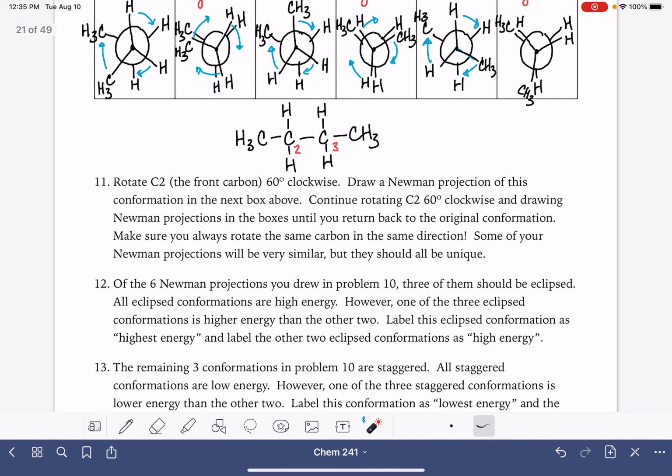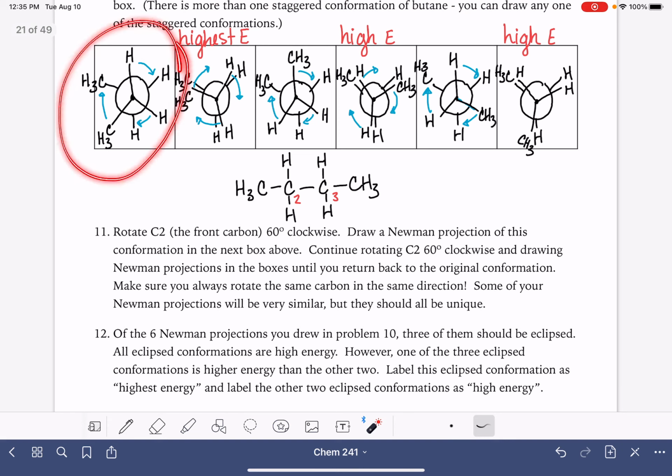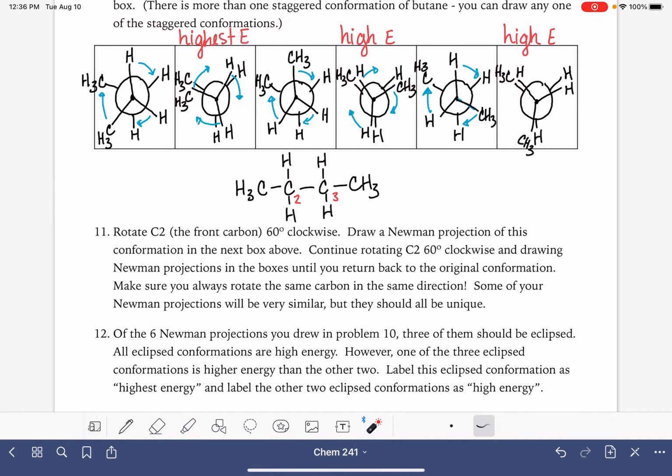Then the other 3 remaining conformations are staggered, and they're all low energy, but like the previous one, one of those staggered conformations is even lower energy, even better than the others. So we're looking at this one versus this one versus this one, and one of these 3 is super low in energy, and that's the one that has the methyl groups as far apart from each other as possible, because that allows those methyl groups to really not experience any steric hindrance.